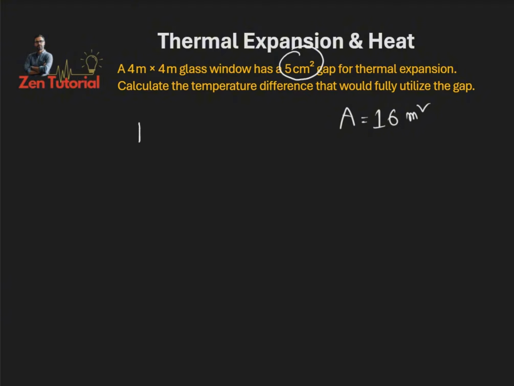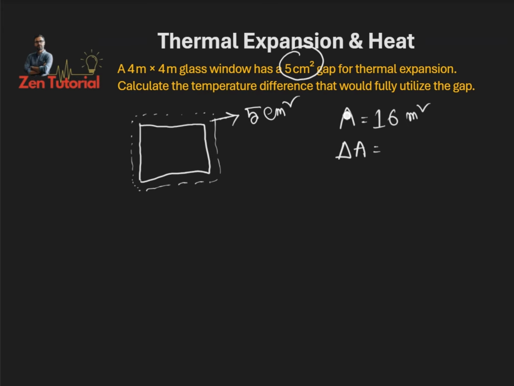So let's say this is the window and the dotted line represents the gap. This area is 5 centimeter square. So del A is equal to 5 centimeter square, or 5 times 10 to the power minus 4 meter square.